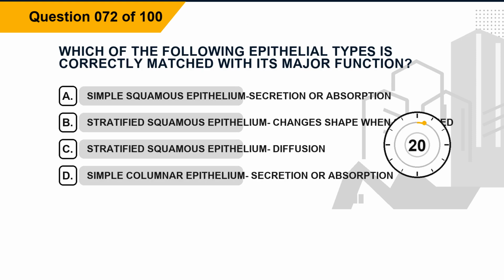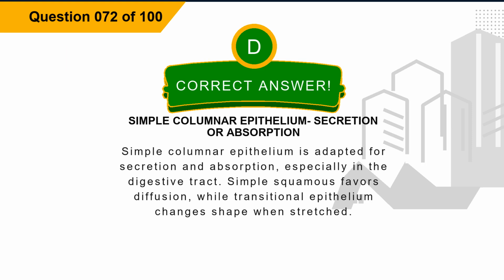Question 72. Which of the following epithelial types is correctly matched with its major function? Option A, simple squamous epithelium, secretion or absorption. Option B, stratified squamous epithelium, changes shape when stretched. Option C, stratified squamous epithelium, diffusion. Option D, simple columnar epithelium, secretion or absorption. The correct answer is option D, simple columnar epithelium, secretion or absorption. Explanation. Simple columnar epithelium is adapted for secretion and absorption, especially in the digestive tract. Simple squamous favors diffusion, while transitional epithelium changes shape when stretched.